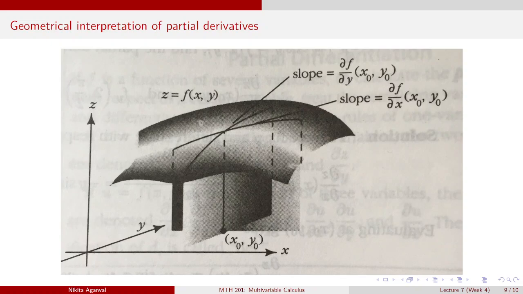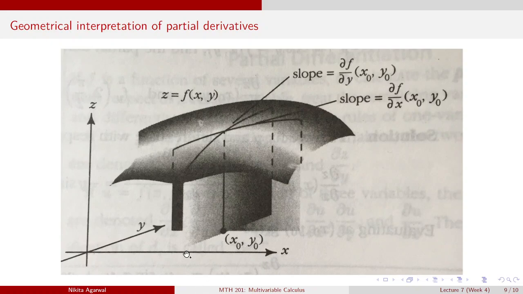At the point x naught, y naught, we set y equal to y naught. Now in R3, what is y equal to y naught? Y equal to y naught is a plane that is parallel to the xz plane, right? It's parallel and passing through the point y equal to y naught.